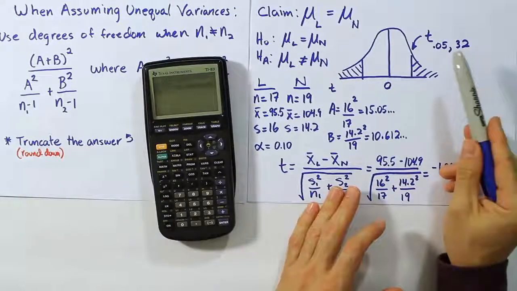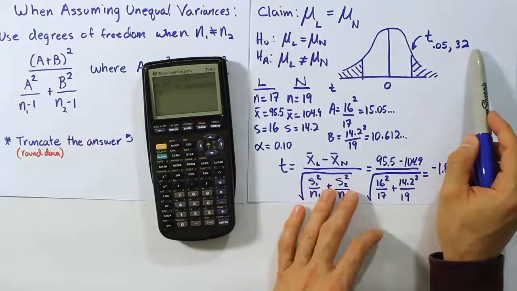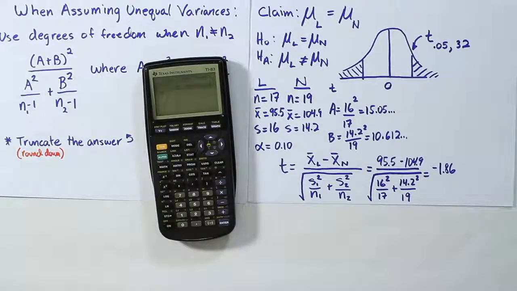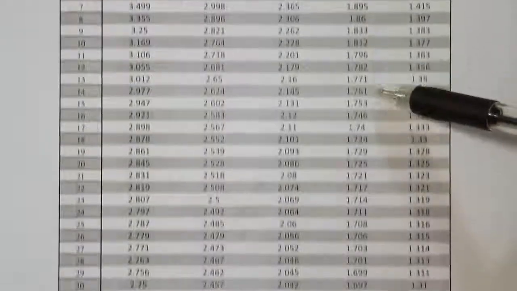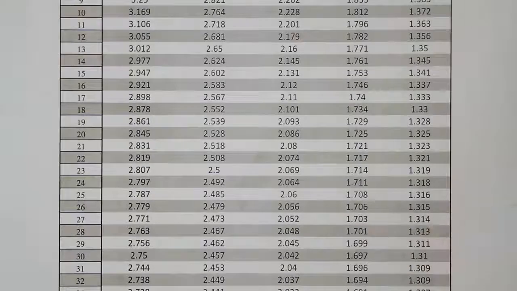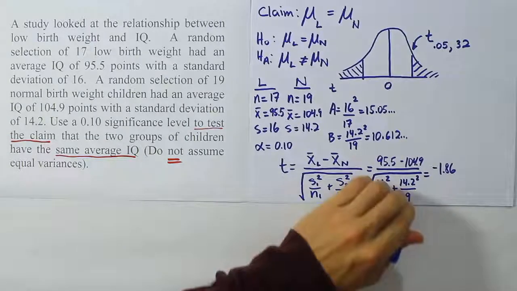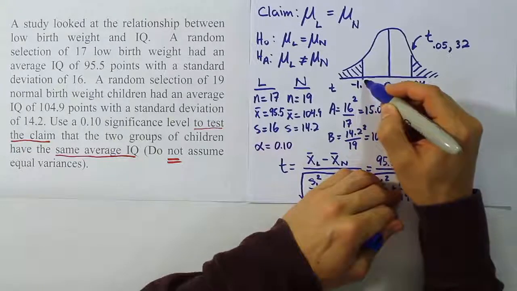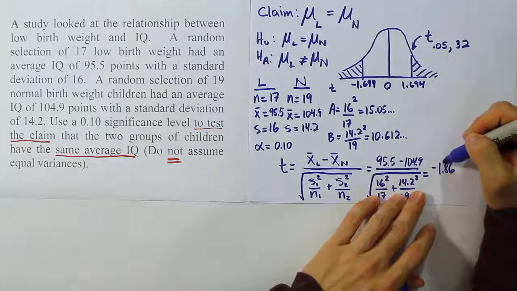Okay, so now we're going to go to our t-table and finally get our critical value. We're going to look up 0.05 under 32 degrees of freedom. And from there, we'll come up with our two critical values. Okay, so we're looking for 0.05 and 32 degrees of freedom. That's down here at 1.694. Okay, so for our critical value, we found the value 1.694 and negative 1.694.